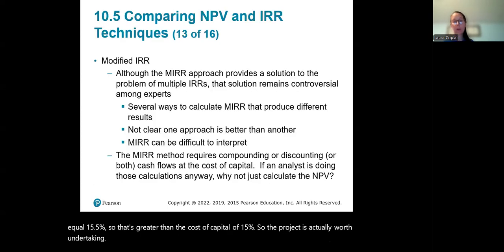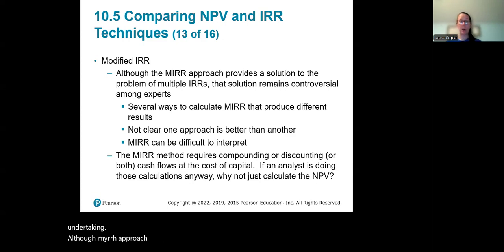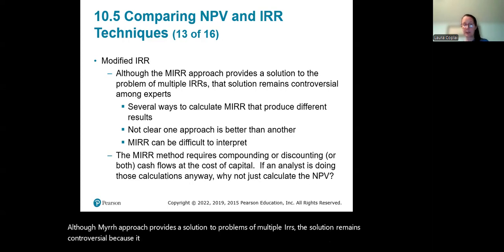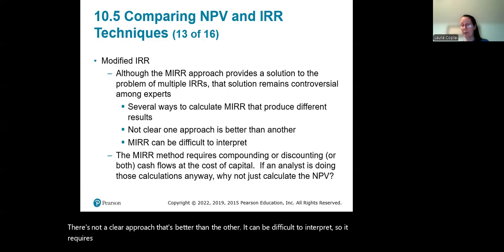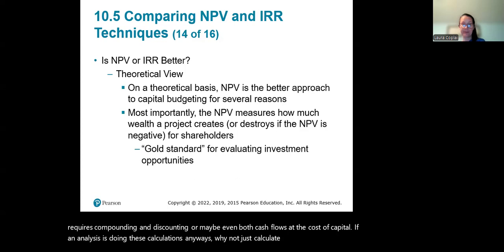Although the MIRR approach provides a solution to the problem of multiple IRRs, the solution remains controversial because it produces different results. There are a lot of ways to calculate MIRR, and there's not a clear approach that's better than the others. It can be difficult to interpret. It requires compounding and discounting, or maybe even both, of cash flows at the cost of capital. If an analyst is doing these calculations anyway, why not just calculate the NPV, right?